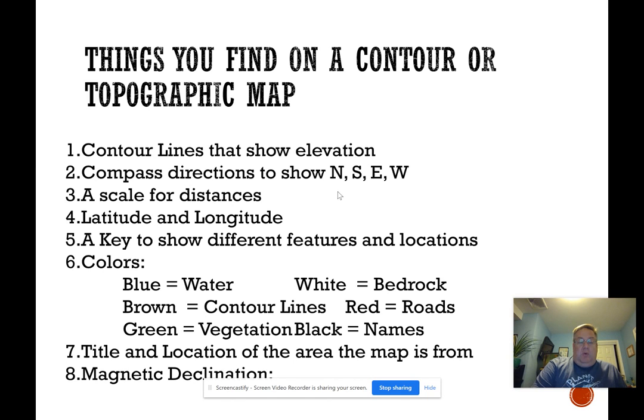Now, when we are looking at a contour map, which you will sometimes hear called a topographic map, all right, you're going to have all of these 8 things to keep in mind. All right, so every contour map should have the contour lines that show the elevation. There should be a compass rose somewhere on the map that's telling you where north is. Okay, and then from there you can figure out south, east, and west. There should be some sort of scale for distance. Number 4, latitude and longitude you may have or you may not have.